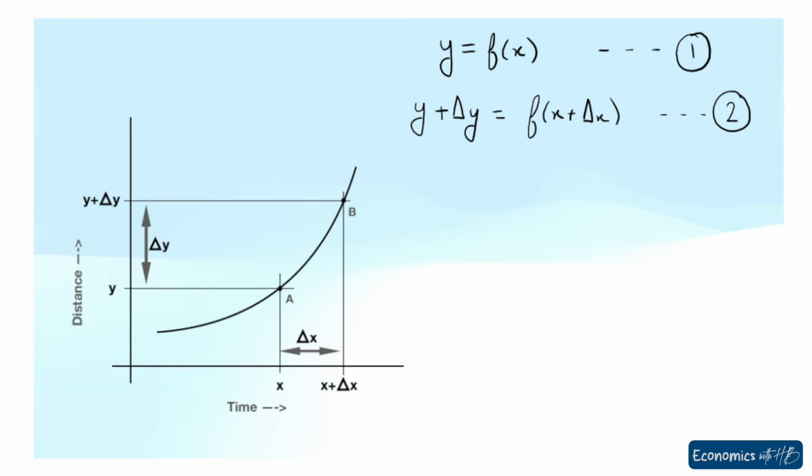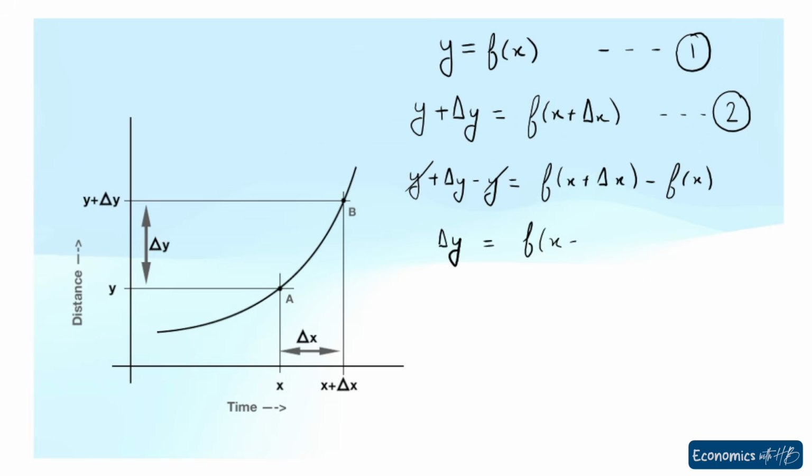Now subtracting equation 1 from equation 2. On the left hand side, we get y plus delta y minus y, and on the right hand side we get f of x plus delta x minus f of x. y and y cancel out, we are left with delta y on the left hand side. It is equal to f of x plus delta x minus f of x. Mark this equation as 3.